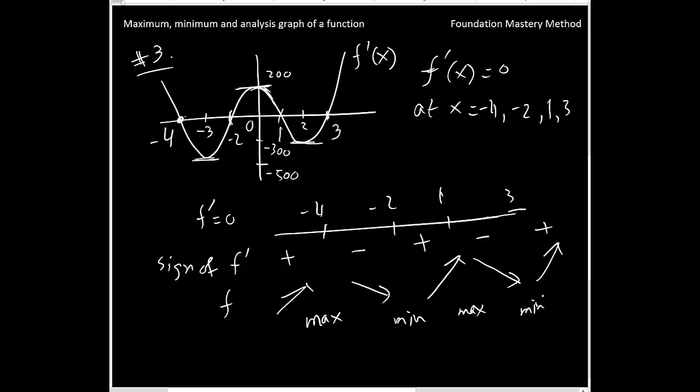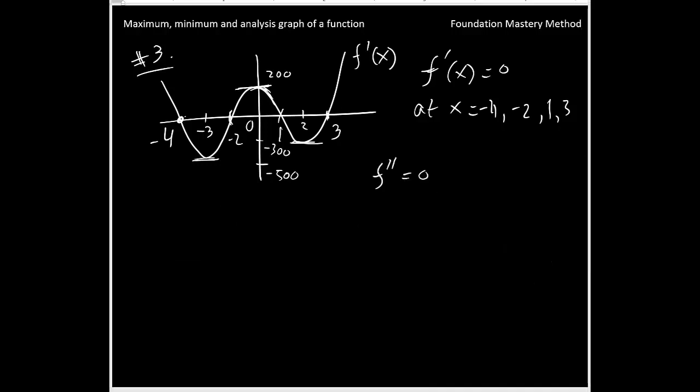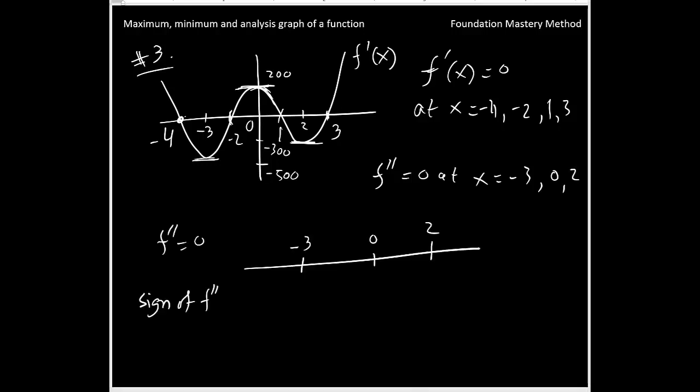Now we have another part to do here. To see where the function is concave up and concave down, we need to check the sign of the second derivative. Since this is the graph of the first derivative, we know the second derivative will be 0 here, here, and here. So we list those points. The second derivative will be 0 at x equals negative 3, 0, and 2.